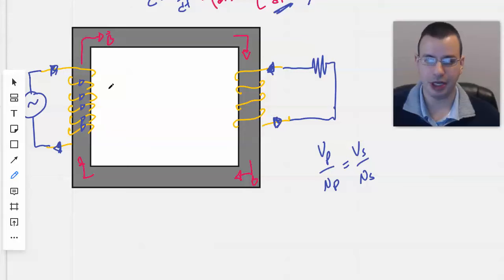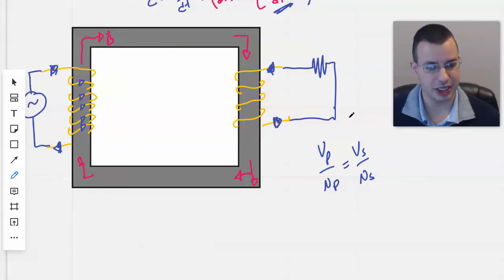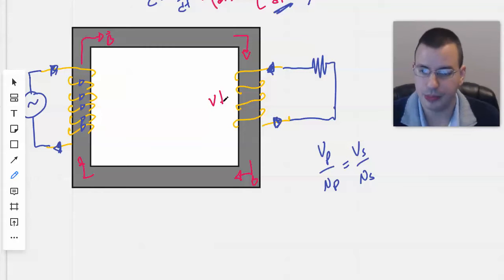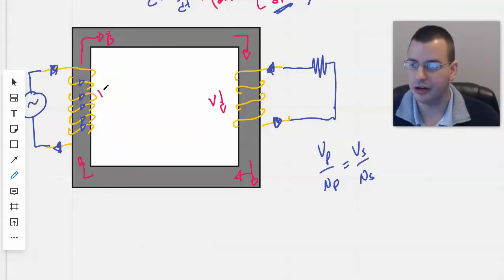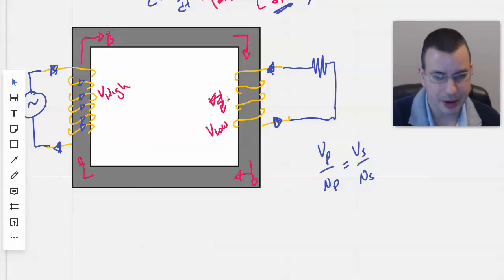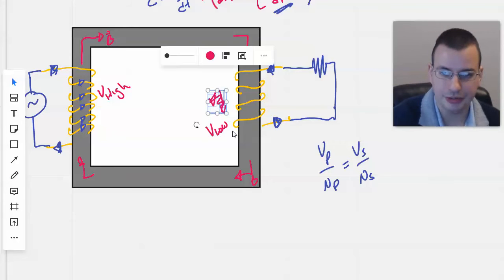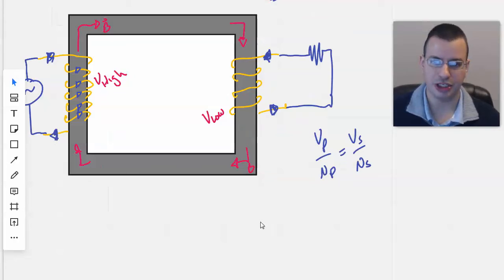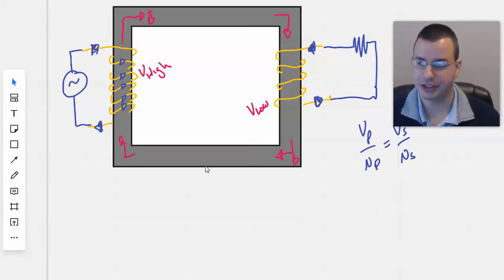So if you start with many loops on your primary, few loops on your secondary, then the voltage will go down. So you can have voltage high over here because many loops, and you'd have voltage low on this side. Now, you might think, wow, that's kind of magic. We just create a whole bunch of voltage. Kind of true, but it's also like a reduction gear or a transmission from a mechanical sense.